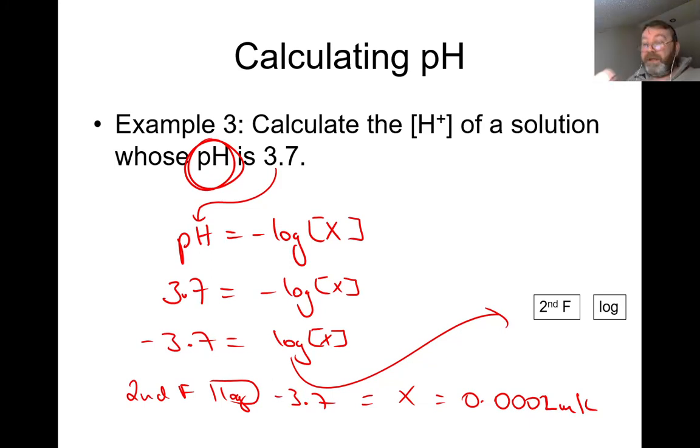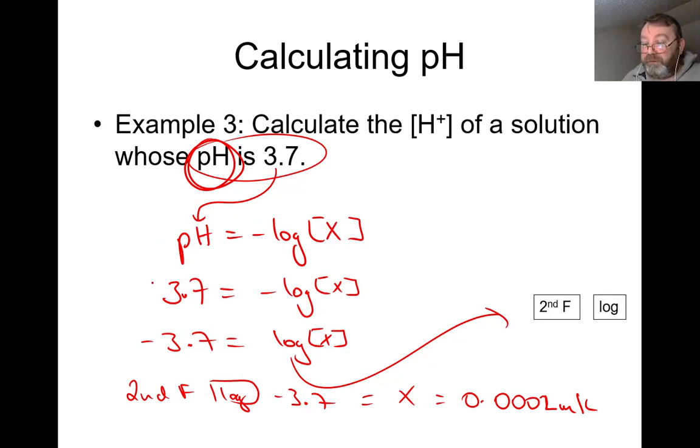All right. So again, when you hear pH, write down the formula. Read the question and see what they give you. Here they've given me the pH of 3.7. So I put that underneath the pH. I do not know what the hydrogen ion concentration is, so I call it X. And then gradually I just break this side down to get X on its own.